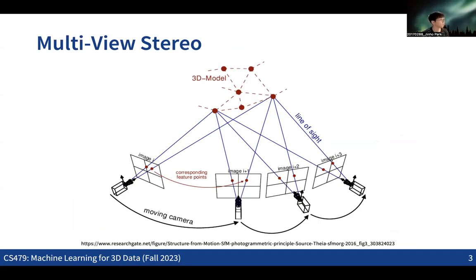But as you know, humans also have two eyes. So with two eyes, we can sense depth, right? We can have some kind of sense of how distant an object is from the eyes, because we have two eyes.